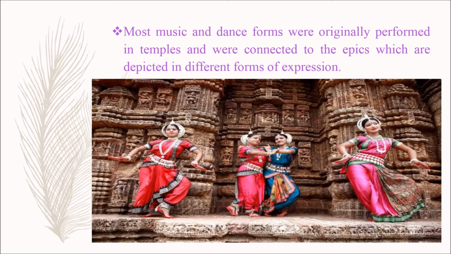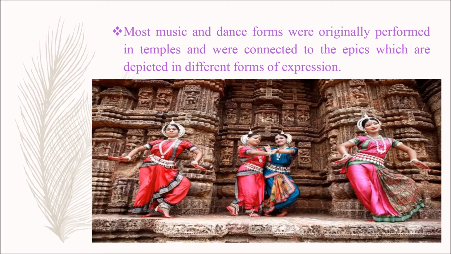Most music and dance forms were originally performed in temples. Here originally means firstly. So most music and dance forms were firstly performed in temples and were connected to the epics. Here epic means a narrative story or poem having heroic acts, but these may or may not be factual or real, which are depicted. Depicted means portrayed in different forms of expression. So what is meant by expression?